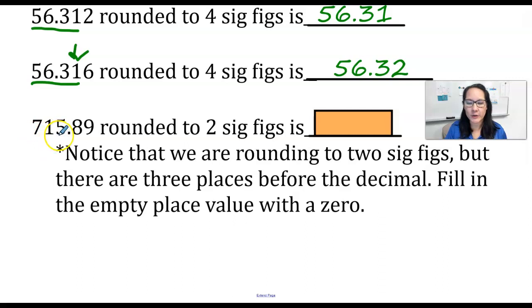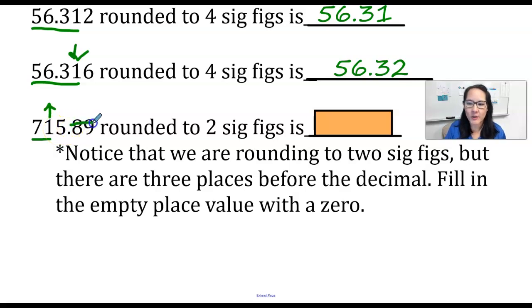So here we have 715.89, and we're going to round it to 2 sig figs. So 7 and 1 are our 2 significant figures. First question is, what happens to the 1? Because it's followed by a 5, we're going to go ahead and bump it up to a 2. But be careful. You see this 5? It doesn't just disappear. It needs a placeholder because this is 715. It rounds up to be 720, not 72.